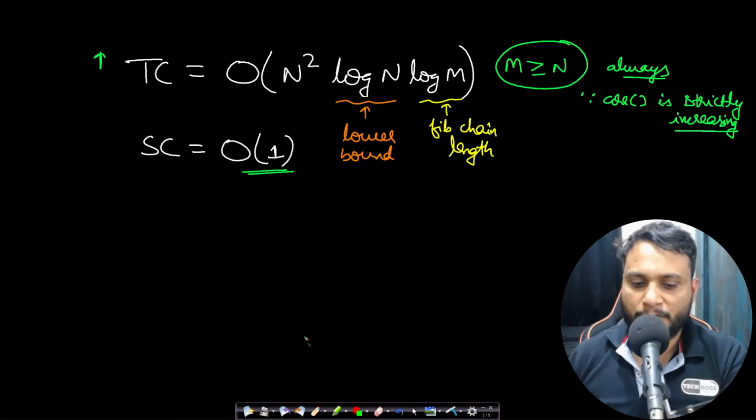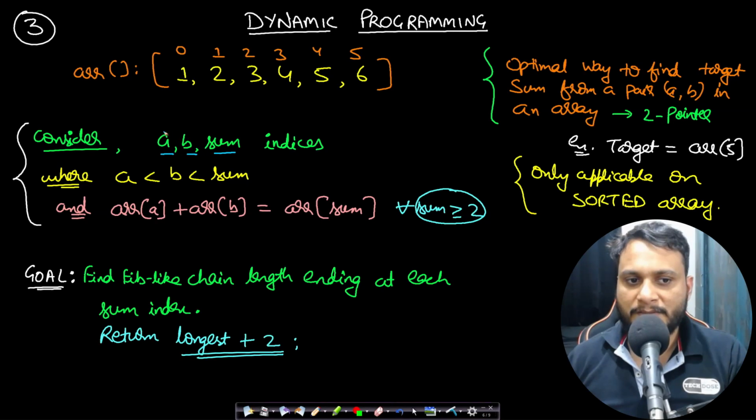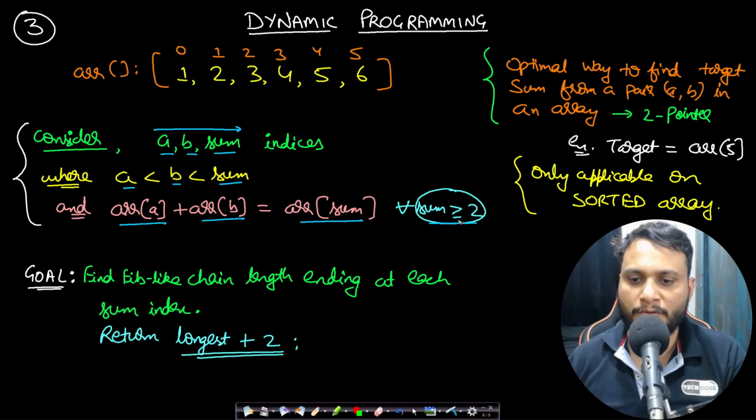Now, having looked at both the solutions, let's look at the dynamic programming solution. In this case, again, I have taken the same example and I will be considering 3 indices A, B, sum. These indices will be considered in left to right order in such a way that A will be less than B and B will be less than sum. And array at A plus array at B should be equal to array at sum, for all the sum indices greater than or equal to 2.